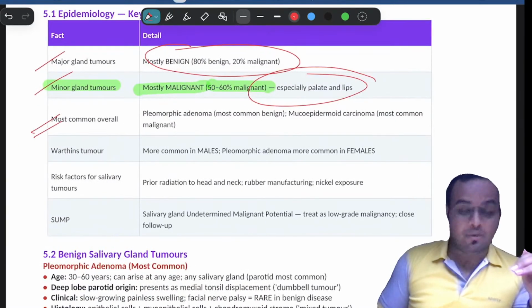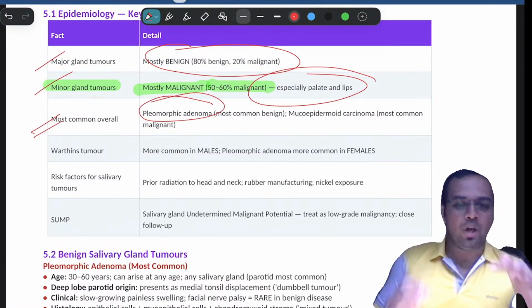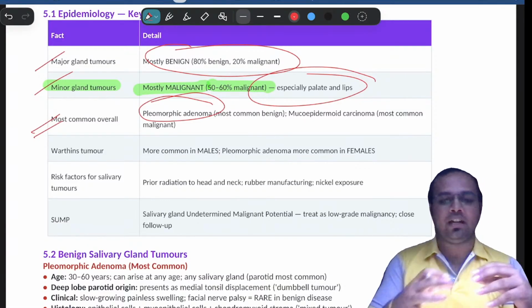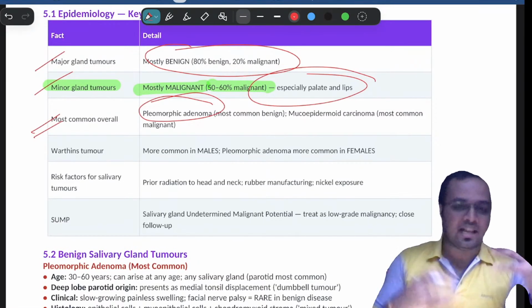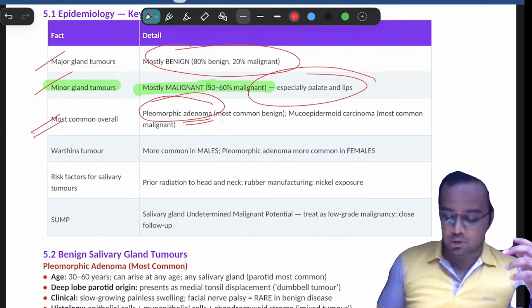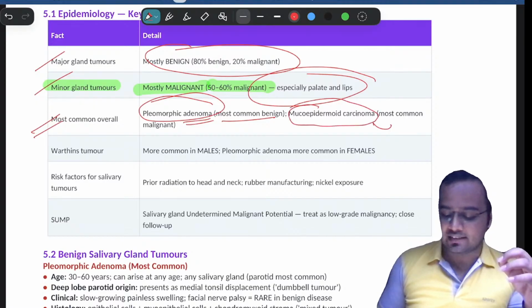So the most common tumor overall in any salivary gland is going to be pleomorphic adenoma. As the name suggests, it is going to have multiple morphic cells, so it is arising from multiple morphic cells, hence it is a pleomorphic adenoma. Adenoma is a name for benign. It is the most common benign tumor, and the most common malignant tumor is going to be mucoepidermoid carcinoma, and we are going to see that it is going to have a good prognosis.